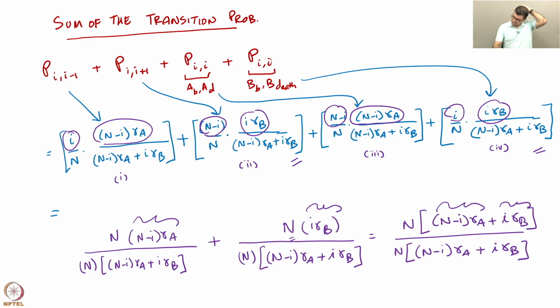And what you should see here is that this n cancels and these 2 cancel, and I simply get 1. This shows that these 4 transition probabilities that we have just computed are a comprehensive sum of all possibilities that could happen in this chemostat: that the system could have transitioned from state I to I minus 1, or gone to state I plus 1 from I, or could have remained at state I via 2 different ways. One was A born A dying and the second was B born B dying.